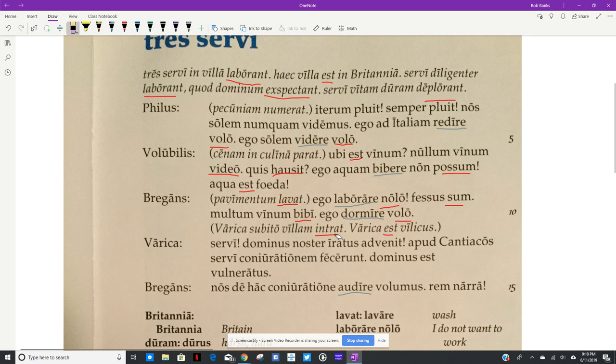Verica subito villam intrat. This guy's name, Verica, I think we saw him in the intro sentences. So Verica suddenly enters the villam, the house. Verica est vilicus. So Verica is the overseer, the manager. He's still a slave, but he's in charge of the other slaves. And Verica says, servi, slaves. Dominus noster. Noster is how you say our, O-U-R, our.